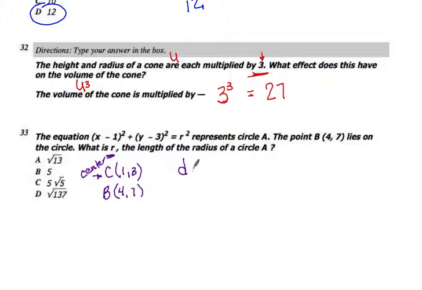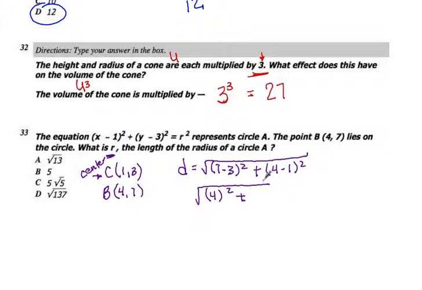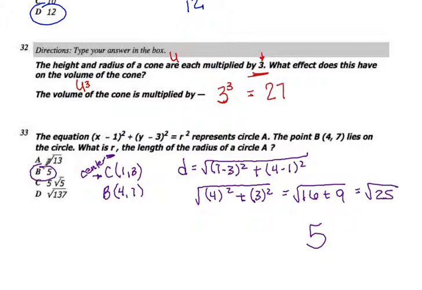So D is equal to the square root of 7 minus 3 squared plus 4 minus 1 squared. 7 minus 3 is 4 squared. Keep your parentheses in case there's a negative. 4 minus 1 is 3 squared. 16 plus 9. This is 25. But not just 25, but square root of 25. So our radius is 5. Okay.